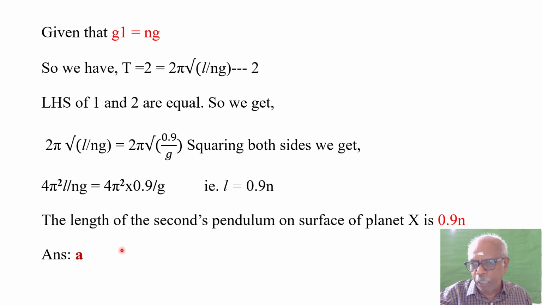So the length of the second pendulum on the surface of the planet X is 0.9 n. Option A is the right answer.